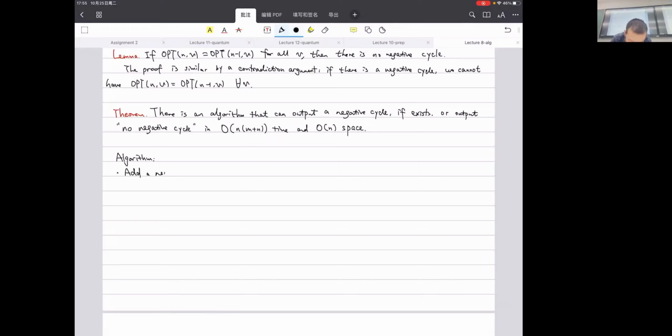Basically we add a new node T, and connect our nodes to T with zero cost edges. And we run Bellman-Ford for, very importantly, n iterations.